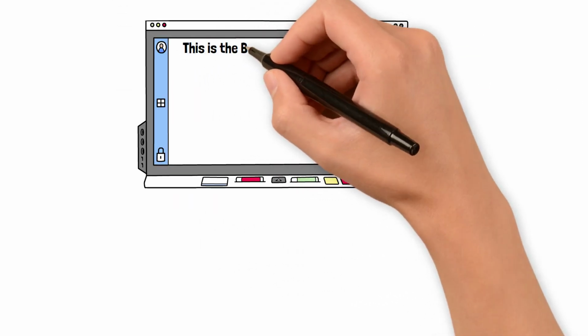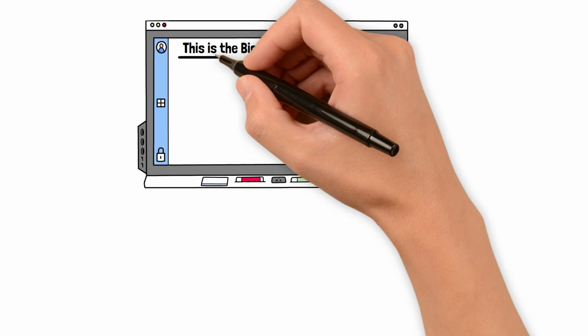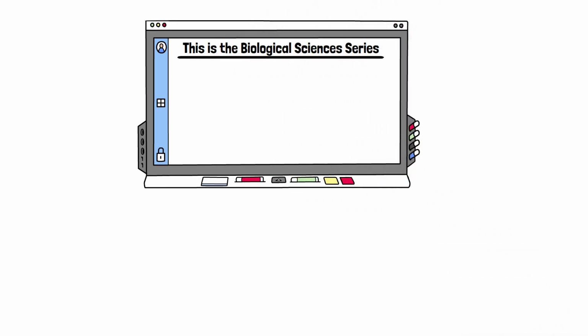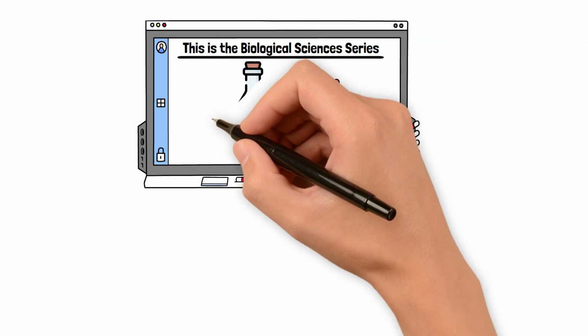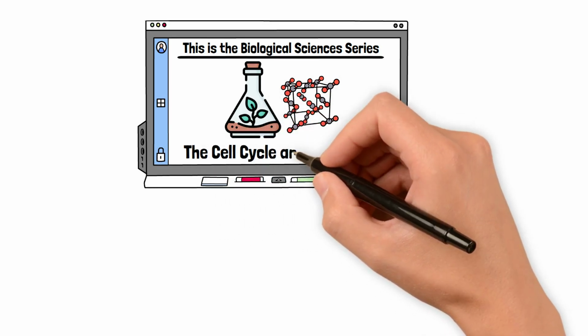This is the Biological Sciences series, and today's lecture takes us to one of the most fascinating processes in molecular and cellular biology, the cell cycle and apoptosis.